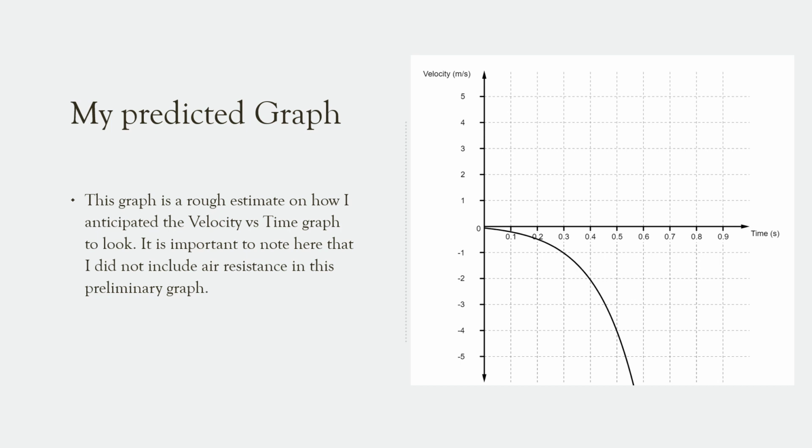As you can see here, this is my predicted graph for the velocity versus time graph for the ping pong ball's descent. As you can see, it starts at the origin, because zero seconds have passed and there was zero velocity, so it wasn't moving yet. And since it took, with some rough estimates, about half a second to hit the ground, it theoretically should be falling with an acceleration of negative 9.8 meters per second squared.